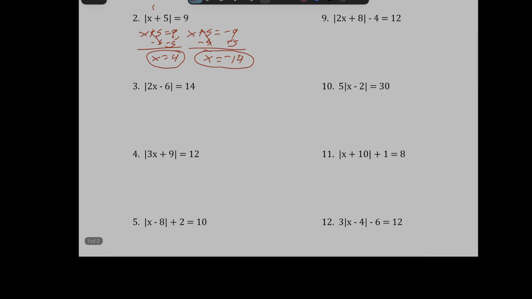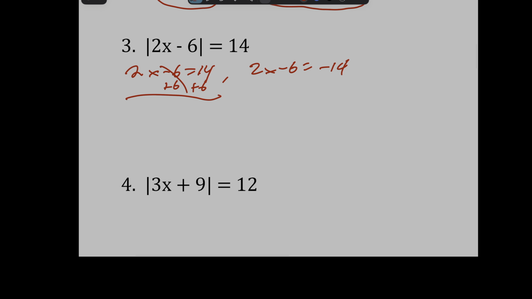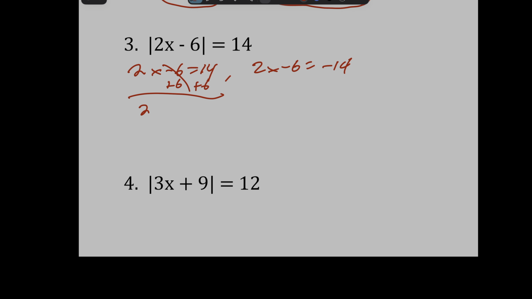Now, if I do this one, same thing. 2x minus 6 equals 14, or 2x minus 6 equals negative 14. The way I take that absolute value out is I take whatever's on the right and make it say plus or minus. So now we have 2 two-step problems to do. Let me make this a little bit bigger so you can see the writing better. Sorry about that. 2x is going to equal 20, and when I do my division, x is going to equal 10.